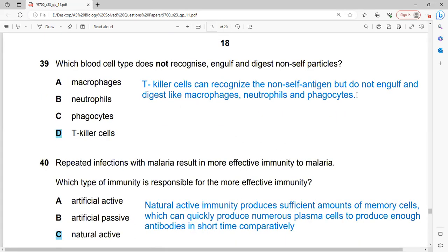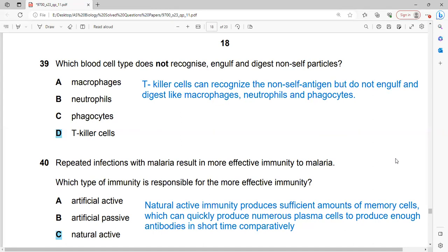Now, the next question: which blood cell does not recognize, engulf, and digest the non-self particles? So there's a type of blood cell, this is the T killer cell. The T killer cell can recognize the non-self antigen on body cells which are infected by the non-self antigen, but they're not involved in engulfing and digestion of the non-self particle. So that's why they can recognize these non-self particles on the surface of the body cell.